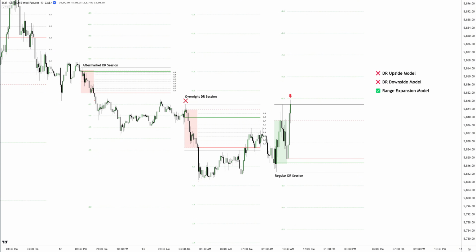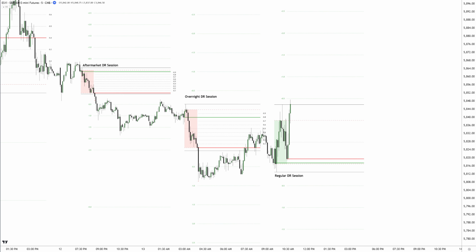Remember, there's still a chance for a range expansion to the downside, turning into a DR false session. DR models are rather a guidance in combination with other things like the color of the DR box or confirmations, but not a 100% guarantee.